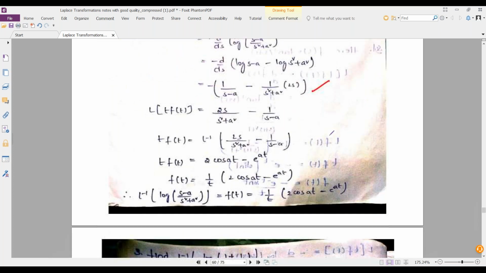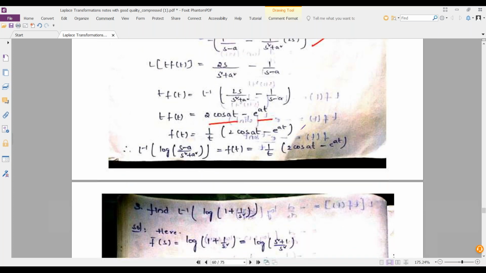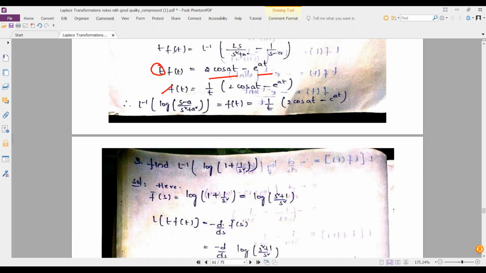Clearly, it is the formula 2s by s square plus a square. So 2 can be taken away, which gives 2 cos at. Similarly, this is minus e power at. So this is 2 cos at minus e power at. Minus means plus, so minus e power at. Then f(t) equals 1 by t times this, because I want only f(t). So t is extra, t is a tail, so I have to divide with the t on both sides.